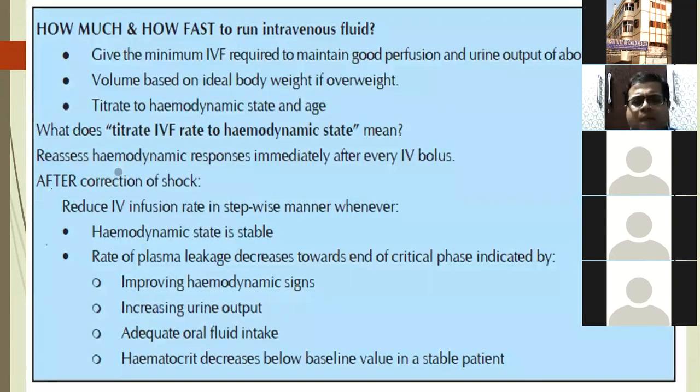So how much and how fast to run the intravenous fluids? Give the minimum IVF required to maintain good perfusion. In dengue, though the desirable urine output is 1 ml per kg per hour, you can tolerate 0.5 ml per kg per hour if the patient is hemodynamically stable. Volume based on the ideal body weight is very much needed. Moderate dengue, 4 years, 60 kg, 40 kg. You have to take the ideal body weight according to age and sex, and usually the 90th percentile is taken as the upper limit of the ideal body weight. For an underweight child, take the actual body weight. For an overweight child, take the ideal body weight. Titrate to hemodynamic state.